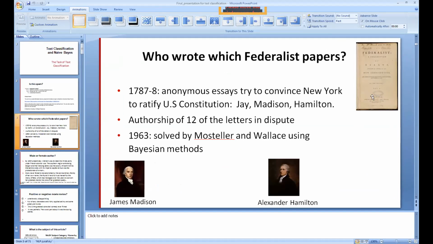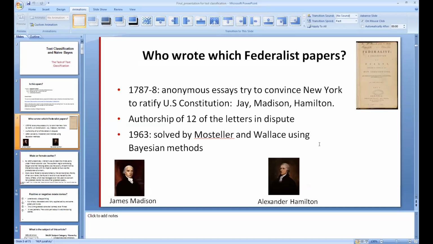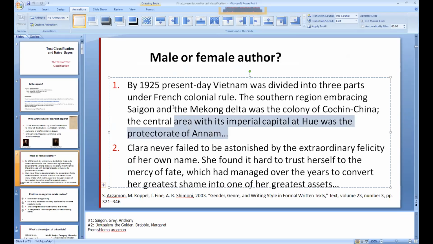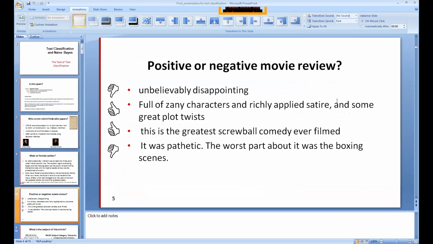And originally they identified who wrote a particular paper. They classified this journal information by using a Bayesian method, and this is for male or female authors. So based on the journal data and the magazine data, it identifies whether the author is male or female. It's a classification problem.